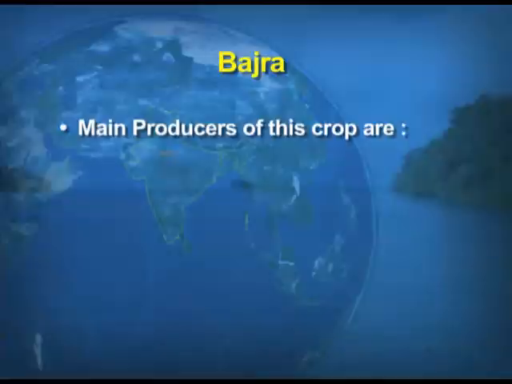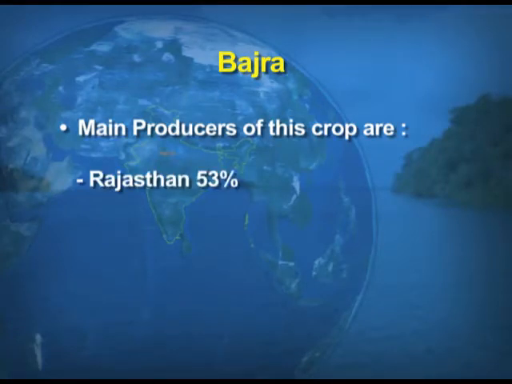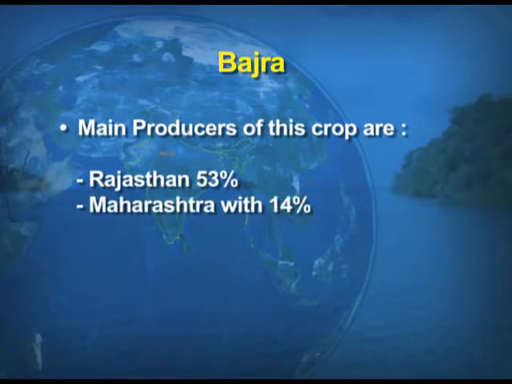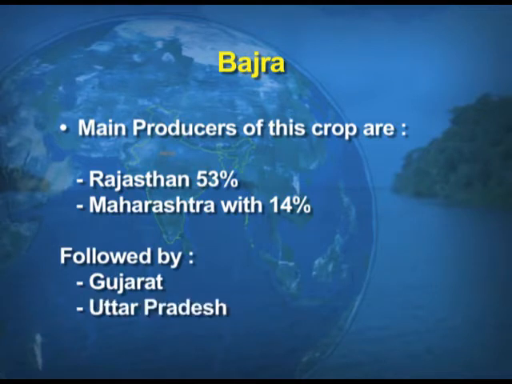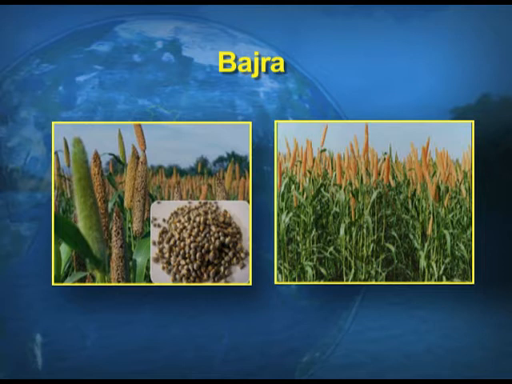So, children, when we say poor, what do we mean by poor? The poor in fertility. So, the soils which are not very rich in the nutrients, they can even go for the production of bajra. The main producers of the crop are Rajasthan with 53% and Maharashtra with 14%, followed by Gujarat, Uttar Pradesh and Haryana. Now, on your screens, you can have a visual of bajra.